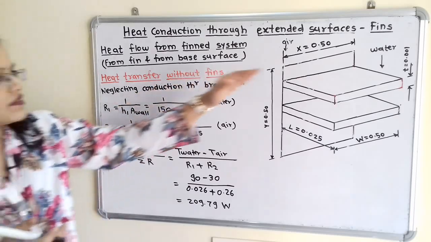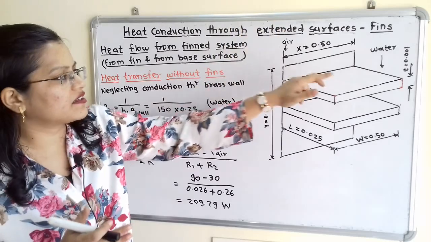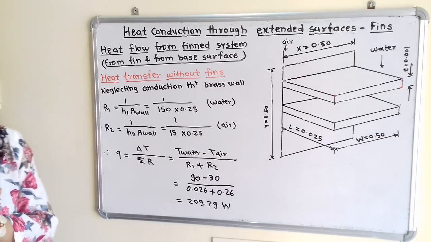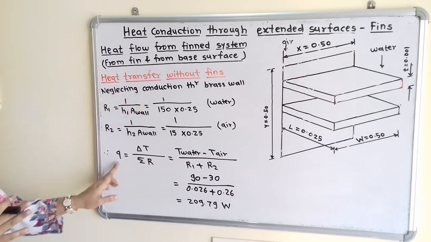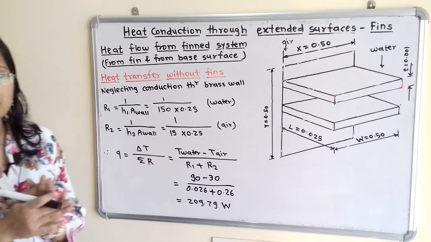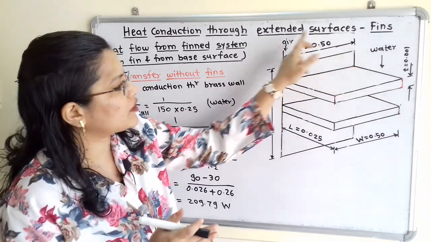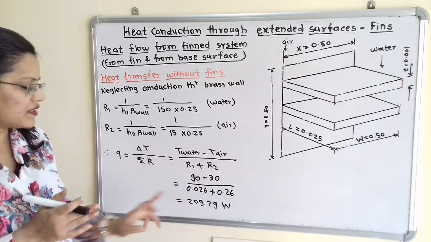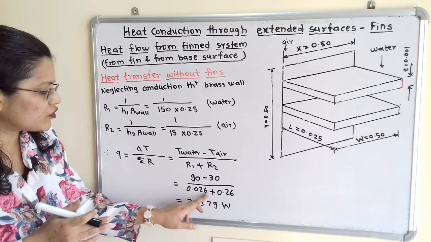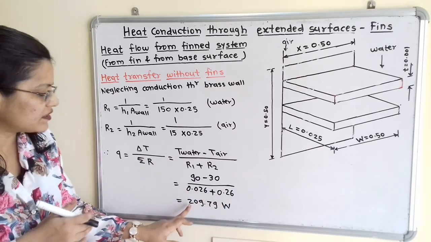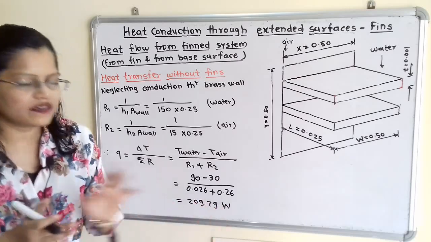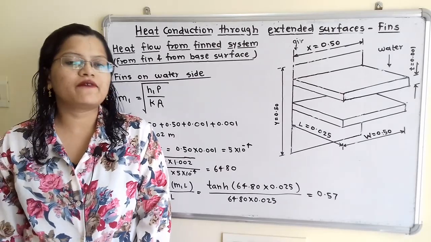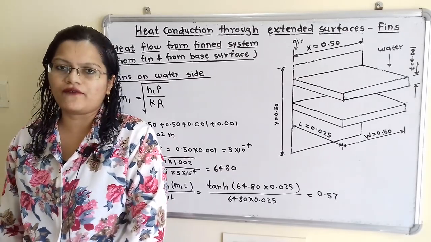Now this heat transfer is taking place one after the other, that means R1 and R2 are in series. So summation of R is equal to R1 plus R2. How to calculate heat transfer Q? That is delta T by summation of R, the heat transfer taking place between water and air. So 90 minus 30 degrees Celsius divided by R1 plus R2. If we calculate this, 0.026 plus 0.26, the answer is 209.79 watt.